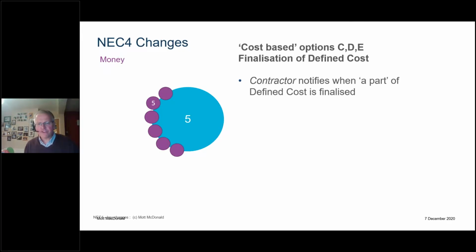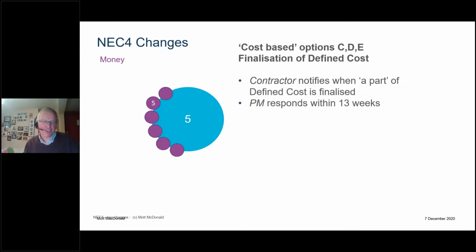A new clause allowing contractor and project manager to basically agree when we think parts of defined cost are finalised. The word part is not defined. It's up to the PM and the contractor to have a bit of common sense on this. But the idea is that we have a clear process.